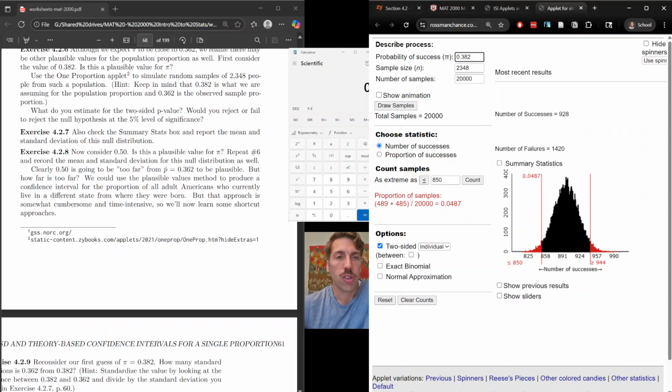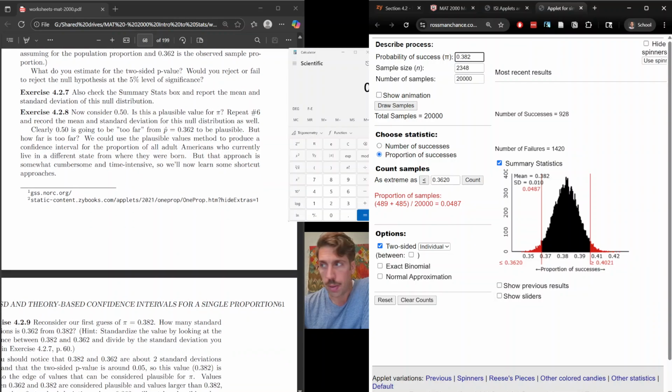Okay, so also check the summary stats box to report the mean and standard deviation of the null distribution. So remember to go back and forth between these. Here we've got the mean is 0.382. Okay, that's just like that. Look at that. Standard deviation is 0.010. So yours might be slightly different, but make sure to do that.